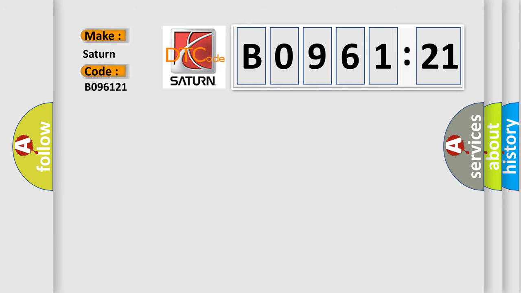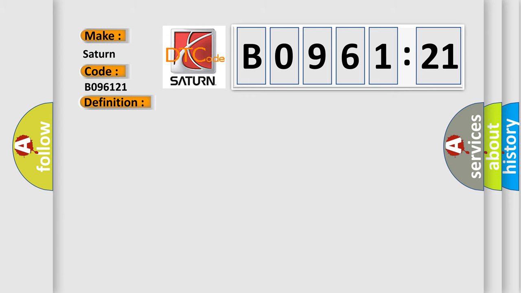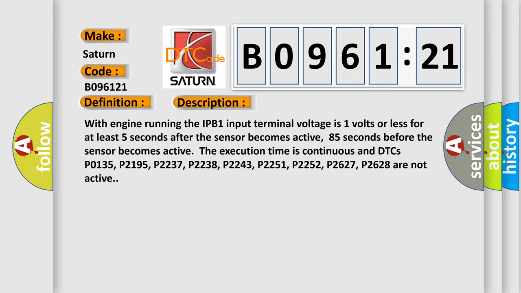B0961-21 interpret specifically for Saturn car manufacturers? The basic definition is: rear air or fuel ratio A or F sensor bank 1, sensor 1 VCENT circuit low voltage. And now this is a short description of this DTC code. With the engine running, the IPB1 input terminal voltage is 1 volt or less for at least 5 seconds after the sensor becomes active. 85 seconds before the sensor becomes active, the execution time is continuous, and DTCs P0135, P2195, P2237, P2238, P2243, P2251, P2252, P2627, P2628 are not active.